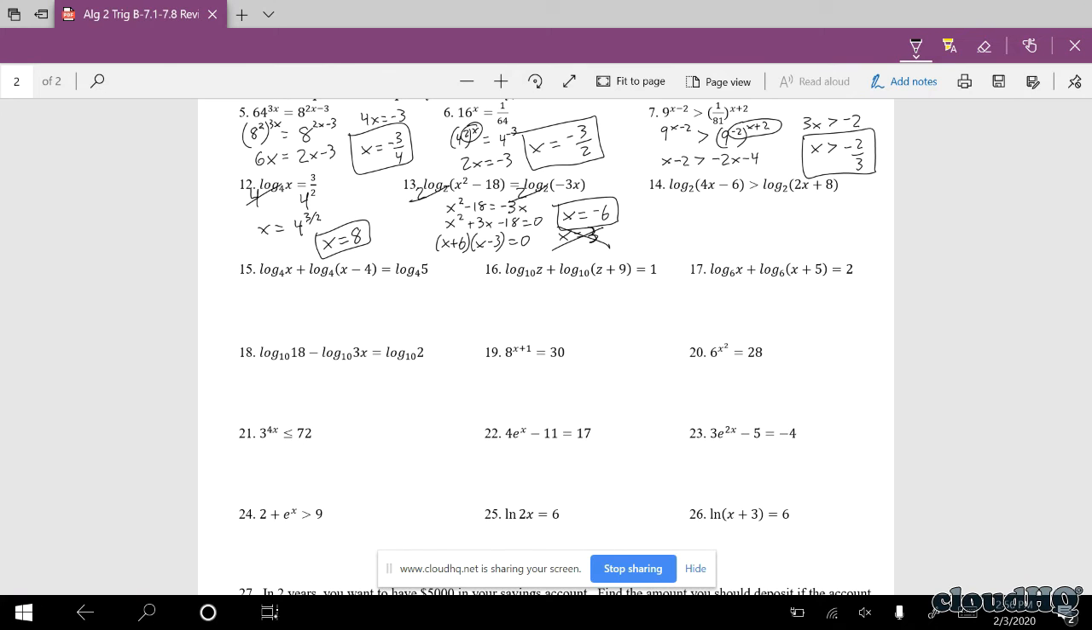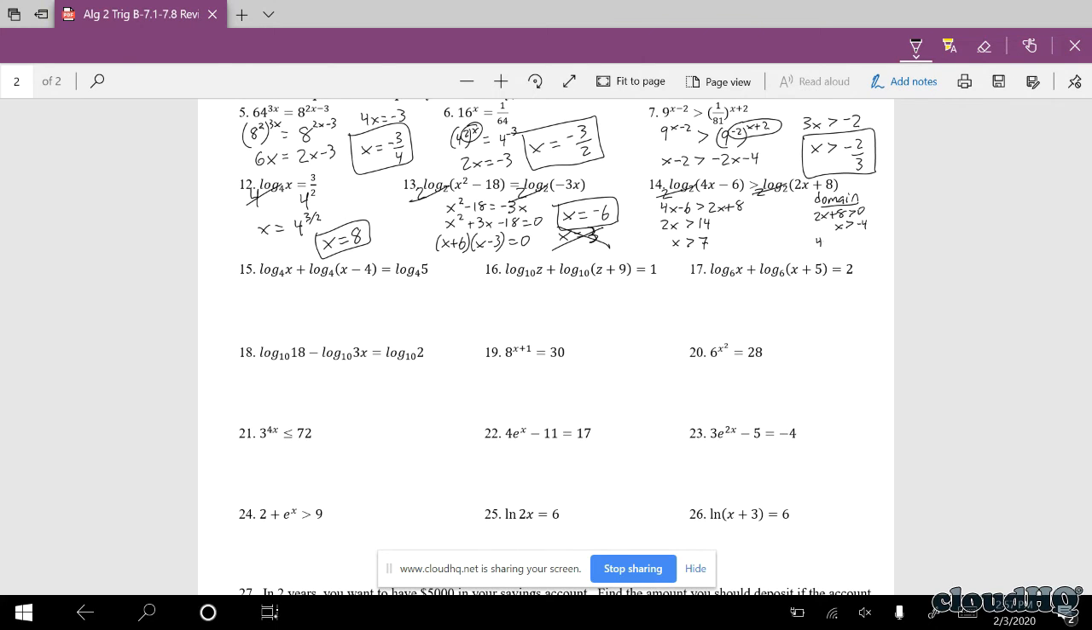Number 14, we're going to exponentiate. It is an inequality, so we'll have to check the domain. 4x minus 6 is greater than 2x plus 8. Subtract your 2x from both sides, add your 6 to both sides, divide by 2. There we go. But when we check our domain, I'll do the 2x plus 8 first. It has to be greater than 0. Subtract 8, negative 8, divide by 2, you get negative 4. So x has to be greater than negative 4.